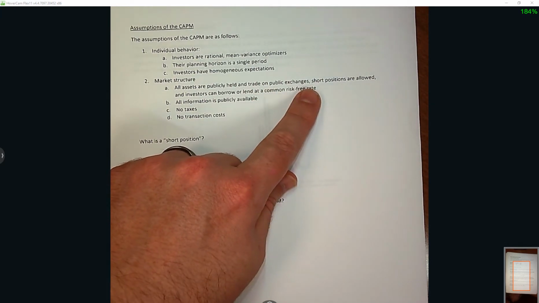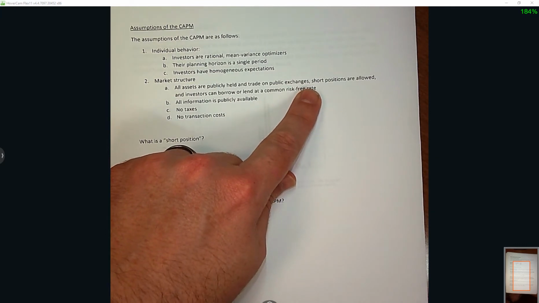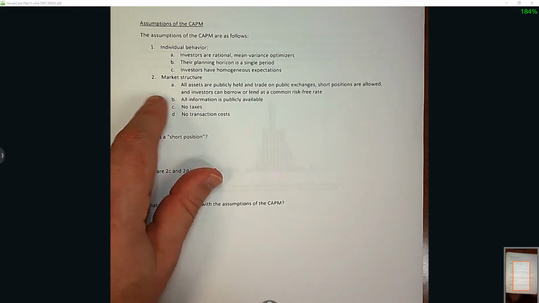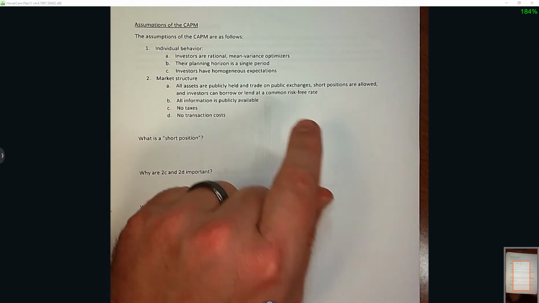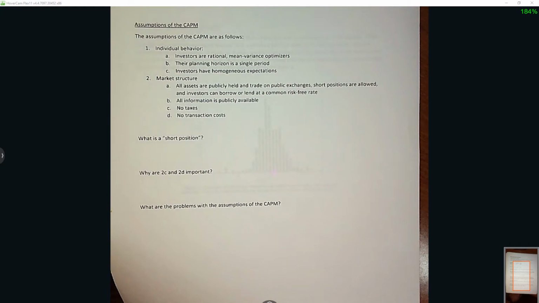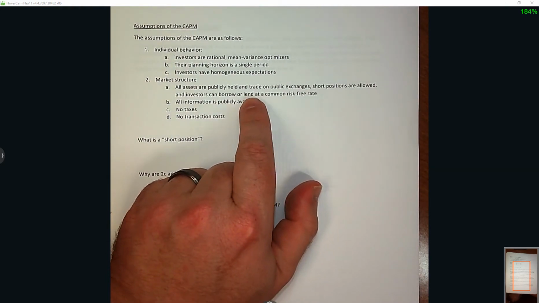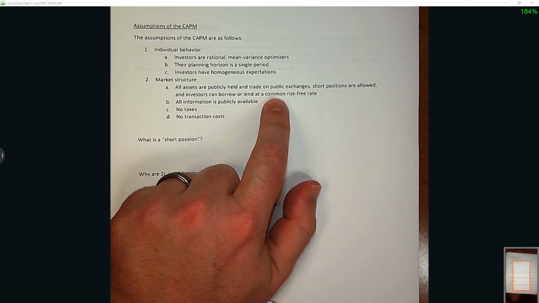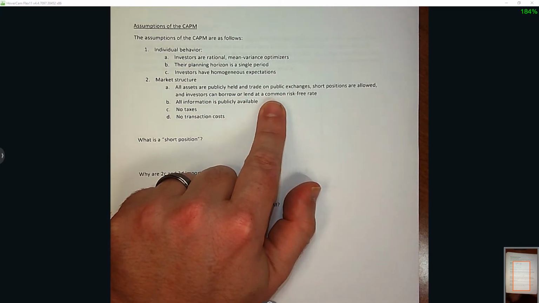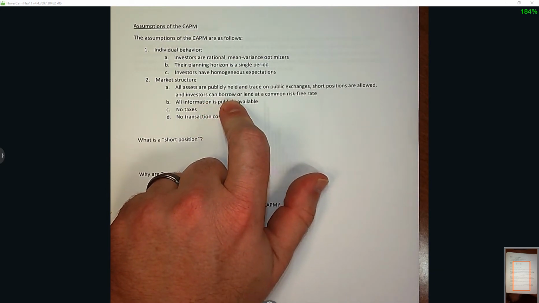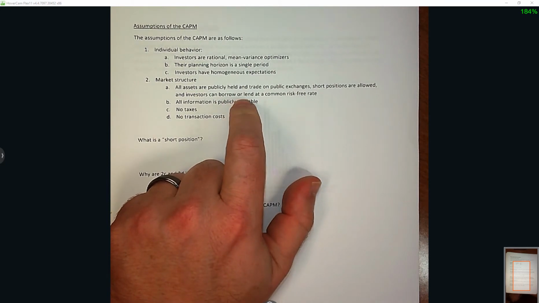Short positions are allowed. That's not a strange assumption. That's true. The problem here is that investors can borrow and lend at a common risk-free rate. That's something we talked about before when we were looking at the slope of the capital allocation line. So this is not true. Investors can lend all the money they want at the risk-free rate. If you want to lend money at the risk-free rate, let me know. I'd like to borrow money at the risk-free rate. But investors cannot generally borrow at the risk-free rate.